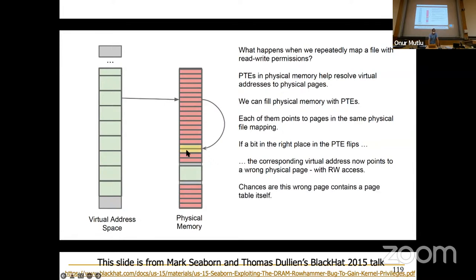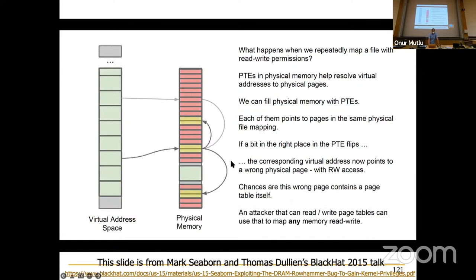That's the idea. And chances are this wrong page contains a page table itself, because they sprayed the main memory with page tables. An attacker can now read and write the page tables, and they can use that to map any memory read-write. They can basically do anything in the system. That's what they're saying over here. Okay, does that make sense?